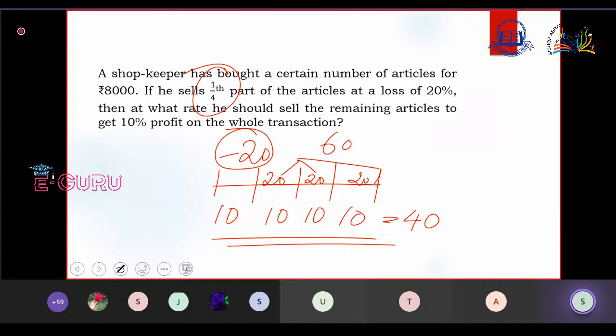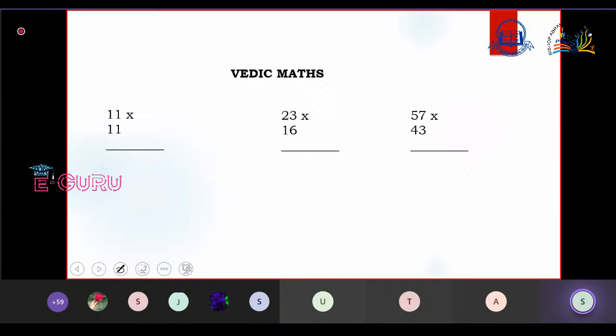Okay. So that part is over. We can do some Vedic mathematics techniques also, and then we can move to the doubt clearance session, and then the final conclusion. Okay. So Vedic mathematics is nothing but some simple calculation techniques.